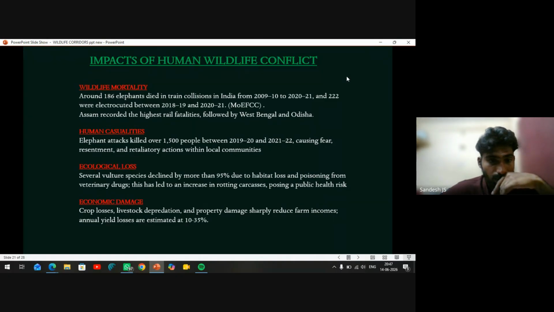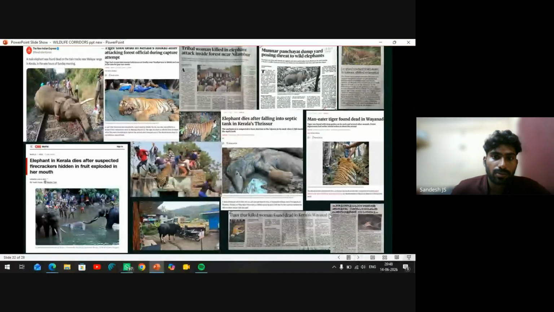So now our government has taken measures and banned this drug, and now the vulture populations are coming to a recovery period. And the economic damage: crop losses, livestock depredation, property damage, reduced farm income. So not only human loss, there is economic loss also with human-wildlife conflict. Around 10 to 30% of economic loss has been reported. So these are some of the main things of human-wildlife conflict.